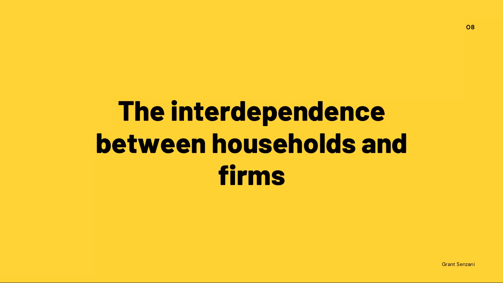Now let's shift focus and go on to the interdependence between households and firms. But before we get there, in your textbooks on page 52, I want you to highlight the following. Underneath 3.2, production, income, and spending, you'll see the word production in bold. And I want you to highlight that.